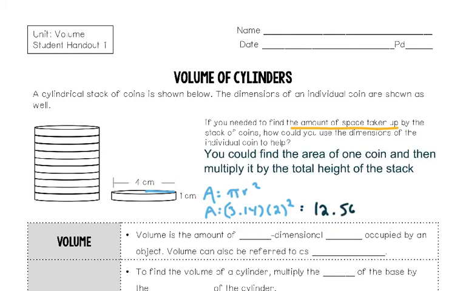So hopefully you said something like this. If you find the area of one coin is about 12.56 square centimeters, remember, don't forget to put that squared centimeters, and you know that there's 10 coins in the stack, you know that each of these coins has an area of 12.56 square centimeters. So all you would have to do is multiply the area of one coin by the height of the stack. In this case, it would be 10. So whenever you find the area of a circle and multiply it by the height, what you really just did was find the volume of a cylinder.